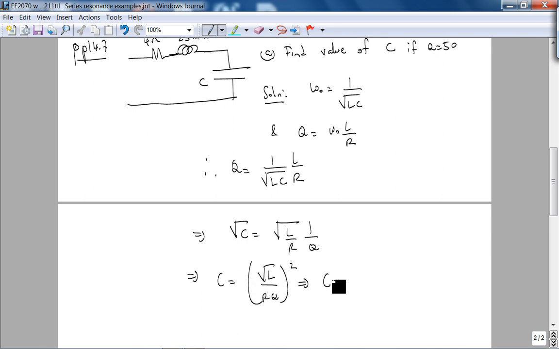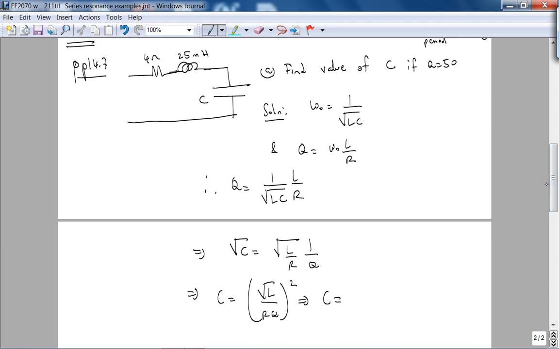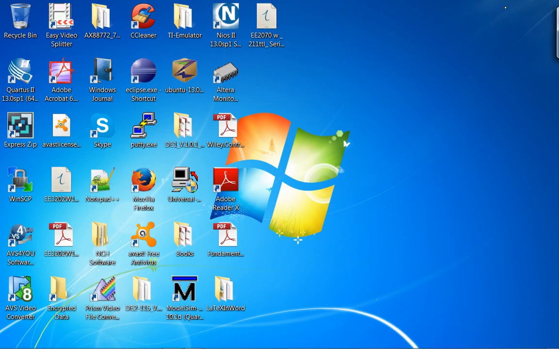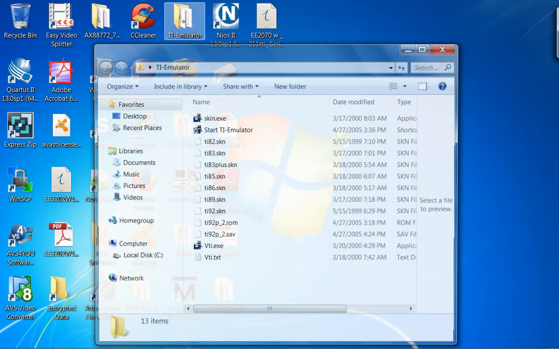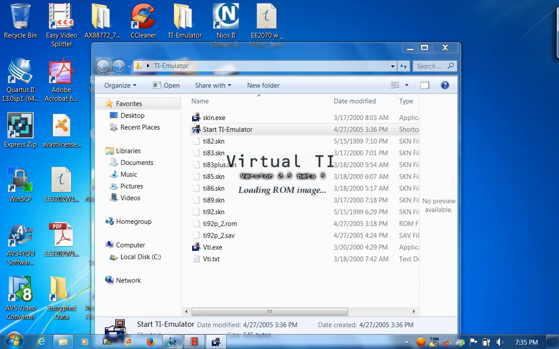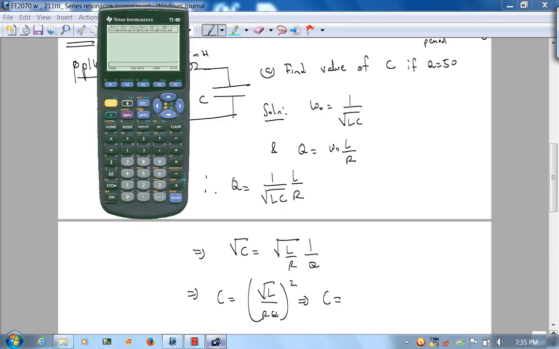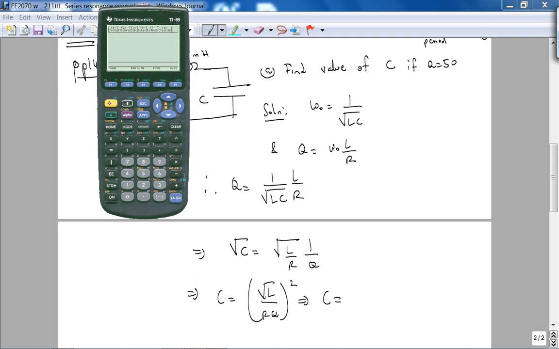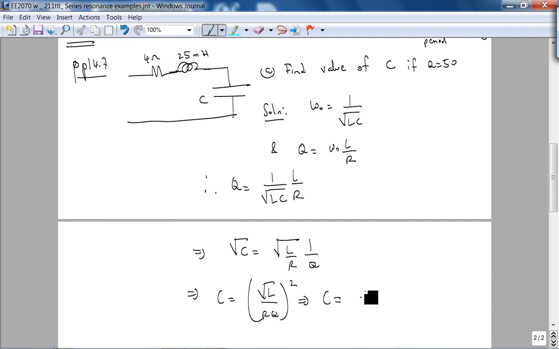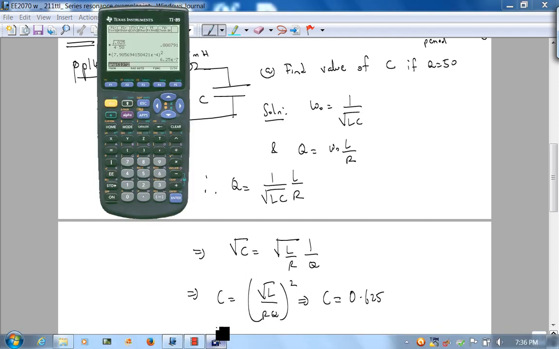This implies C is, let's just plug in the numbers. So L is 25 millihenry. I have the calculator on my desktop, so let me fire that up. So it's going to be square root of 0.025, 25 millihenry, divided by R, which is 4 ohms, times 50. Then let's just square this. So basically C is 0.625 microfarads.